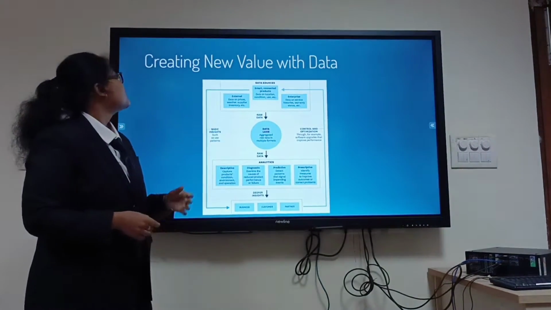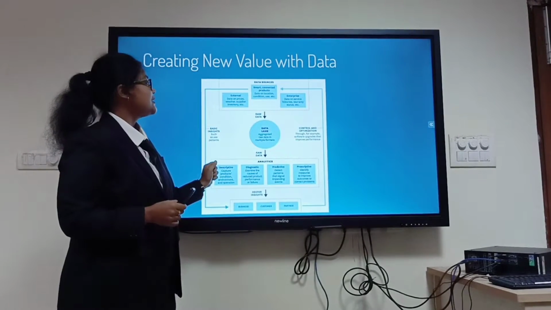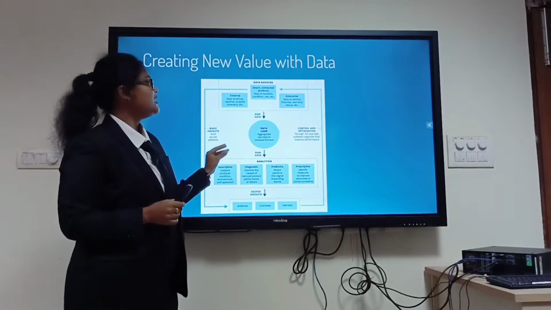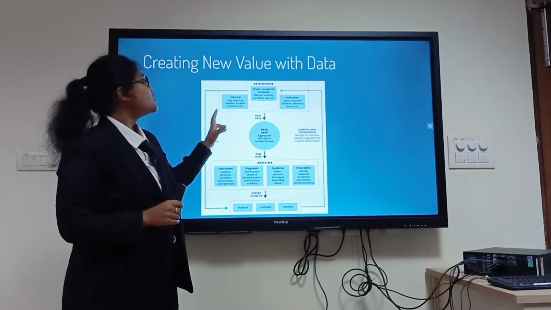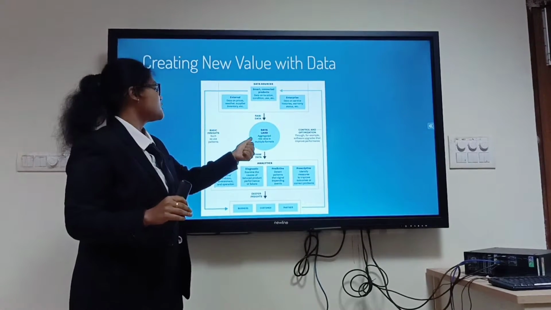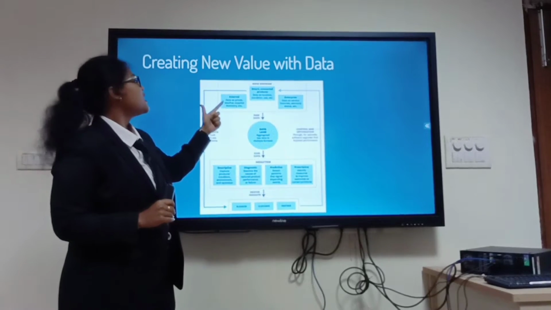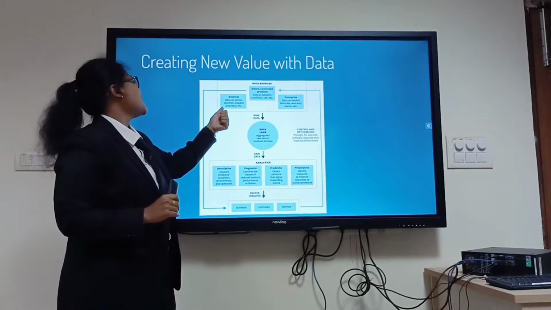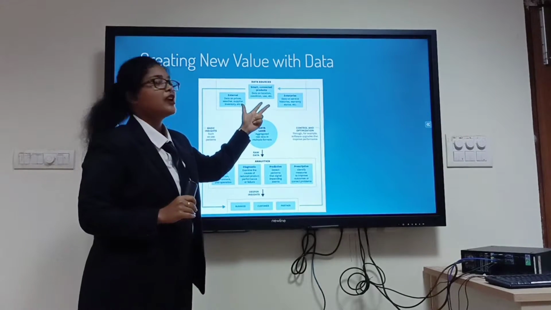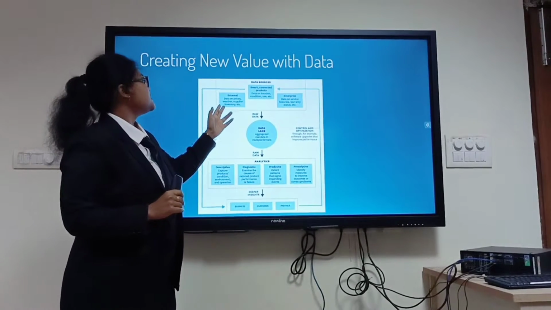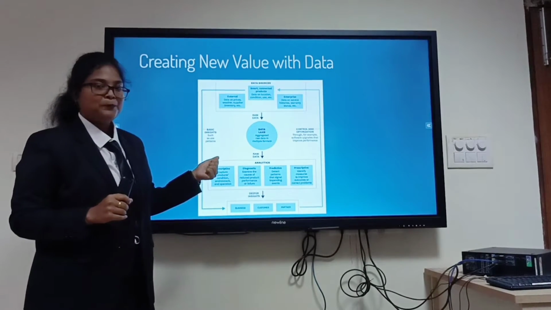Moving ahead, creating new value with data. Now I have gathered a very simple yet important diagram in front of you all. So the input, processing, output, nothing new. So the input from the data sources. That input can be from many sources. That can be external data sources, smart connected products, or enterprise data sources. You can see there are many data sources. These sources are mainly called raw data.